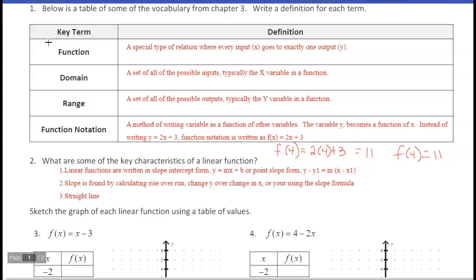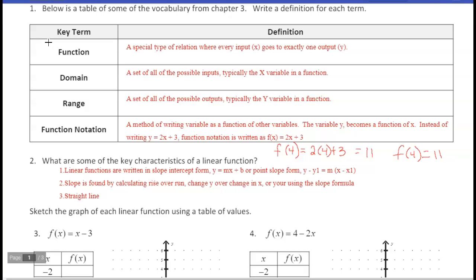Okay, and last for our written definitions, some key characteristics of a linear function. They are written in slope-intercept form, y equals mx plus b, or point-slope form, which remember from earlier is y minus y1 equals m times quantity x minus x1. We can do rise over run.